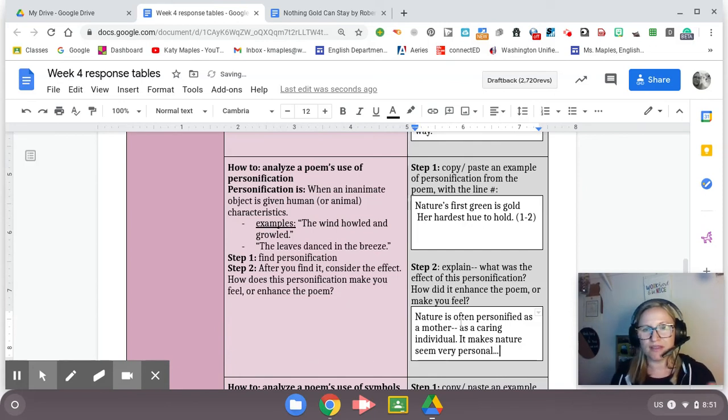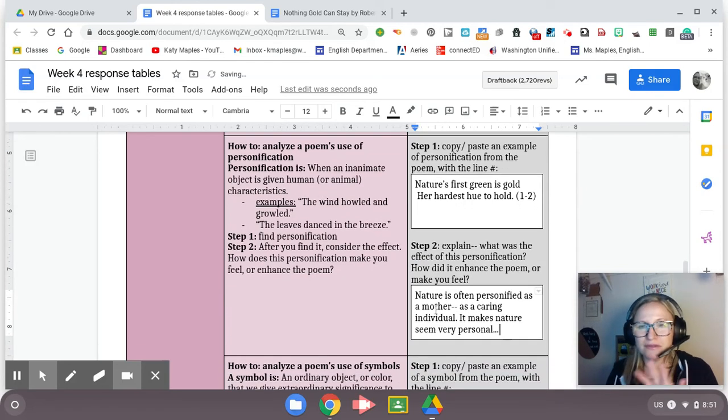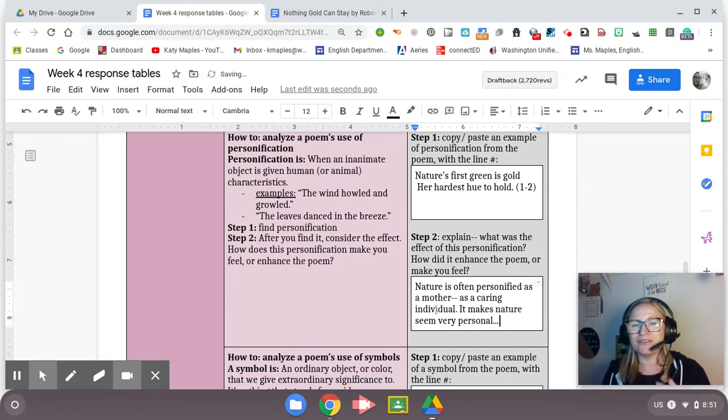As you can see, there's not like nice, neat, right, wrong answers. I'm going to be happy seeing the thought that you all put into this. So don't overdo it. Like don't worry about if it's right or wrong. As long as you can tell me why you think something's personification and why you think it's important, then you're good and I'm happy. Okay. So let's move on to symbols.